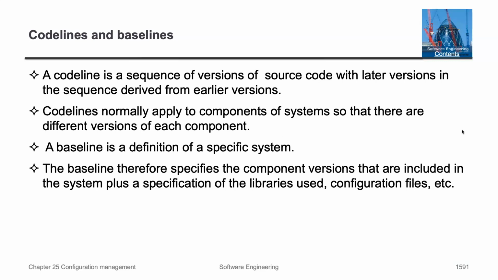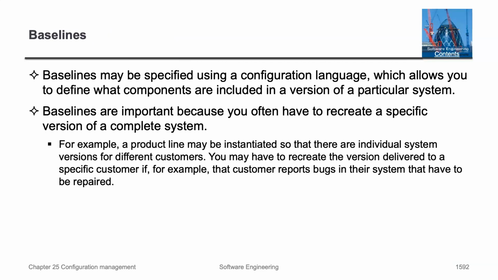The baseline is a definition of a specific system. The baseline therefore specifies the component versions that are included in the system, plus the specification, libraries used, configuration files, etc. The baseline may be specified using a configuration language, which allows you to define what components are included in a version of a particular system. Baselines are important because you often have to recreate a specific version of a complete system.